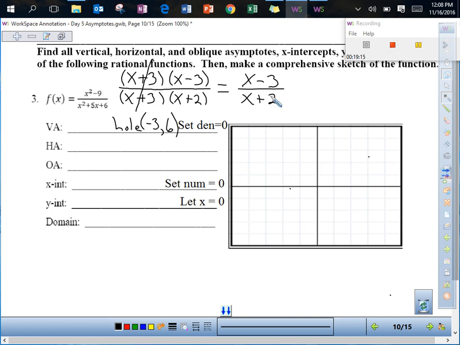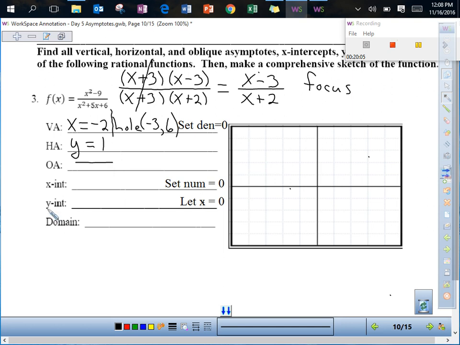Now, for the rest of the time we're going to focus on what we have left. To answer the rest of the questions, we're just going to use this right here. There's a +2 in the denominator, so I'm also going to have a vertical asymptote at x equals -2. To get my horizontal asymptote, I've got an x to the first here and x to the first here. 1 over 1 is 1. So I'm going to have a horizontal asymptote at y equals 1. Since there's a horizontal, there is no oblique.